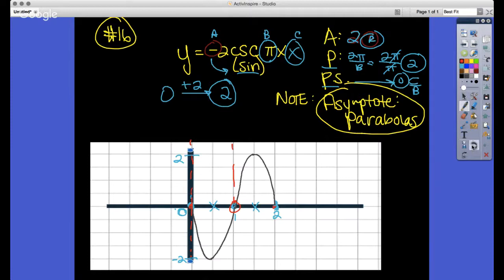You draw the parabolas on 2 of them, cosecant and secant. Remember, you have to draw the cosine and sine first with secant and cosecant. And then once I draw the asymptotes, that really helps me to be able to then find the parabolas between the 2 asymptotes there, whether it's up or whether it's down, okay?